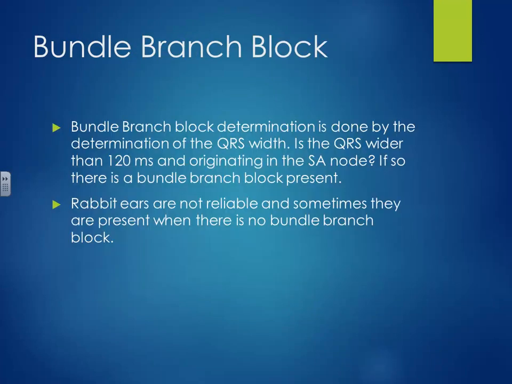Well, your bundle branch blocks. Remember, with a bundle branch block, your electrical activity has already made it through the AV node, and now it's hitting the bundle branches. So if you've got a left bundle branch block, then it's going to block ventricular contraction on the left side. If you've got a right bundle branch block, it's going to block ventricular contraction on the right side.